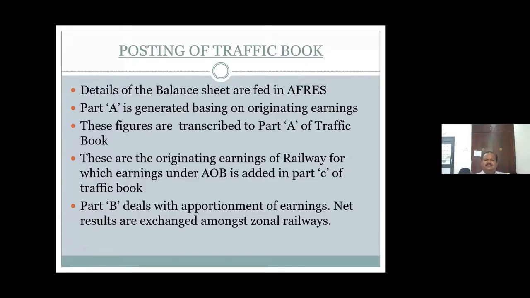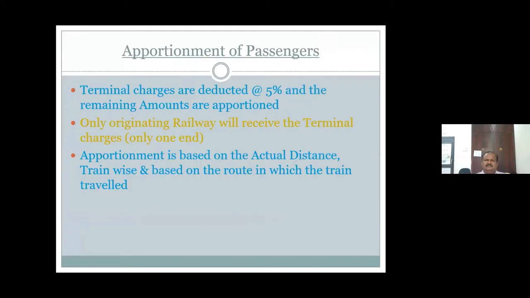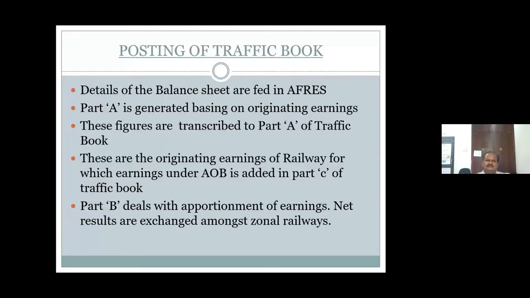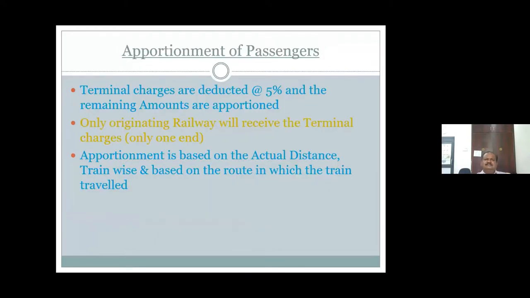These are the arithmetic earnings of the railway, which are added in the policy of the traffic book. So Part B deals with the apportionment of the earnings, and net results are exchanged among general railways. Part A is the balance sheet earnings, Part B is the apportionment earnings, and then Part A and Part B are transferred to the policy. So then, let us see how the apportionment of the passenger earnings is done.